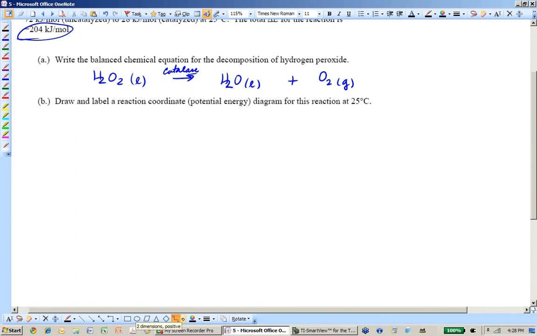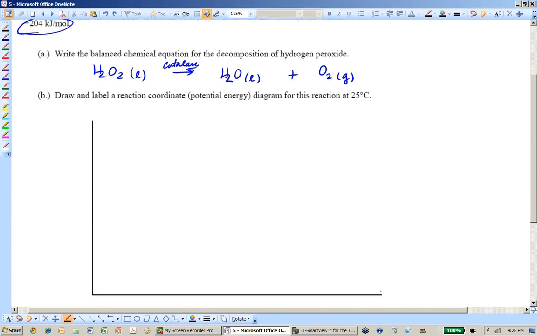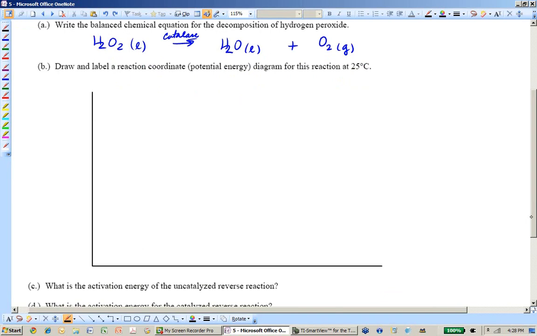So I'm just going to make myself a nice big... I'm going to do it this way. Yeah, that's probably better. A nice big... Well, that didn't work. Undo. Let's try one more time. There we go. A nice big energy coordinate diagram. All right, also called potential energy diagrams.